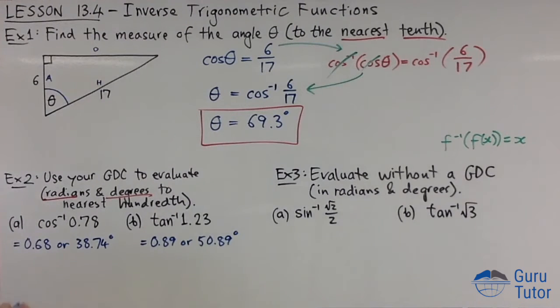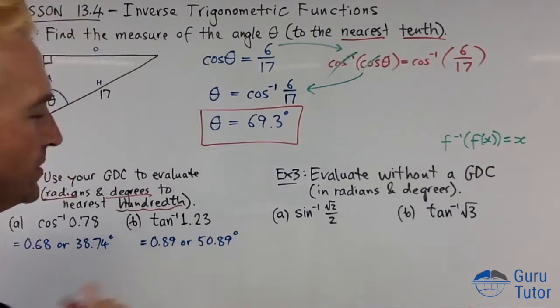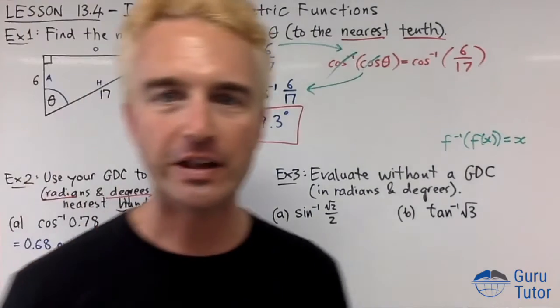There we go. So we wanted the nearest hundredth for these, right? Which of course means 2 decimal places each. So inverse cos of 0.78, that's how you'd say that, by the way. Inverse cosine of 0.78. 0.68 in radians, or 38.74 in degrees, 2 decimal places each. And the inverse tan of 1.23, there you go. Hopefully you got that right.